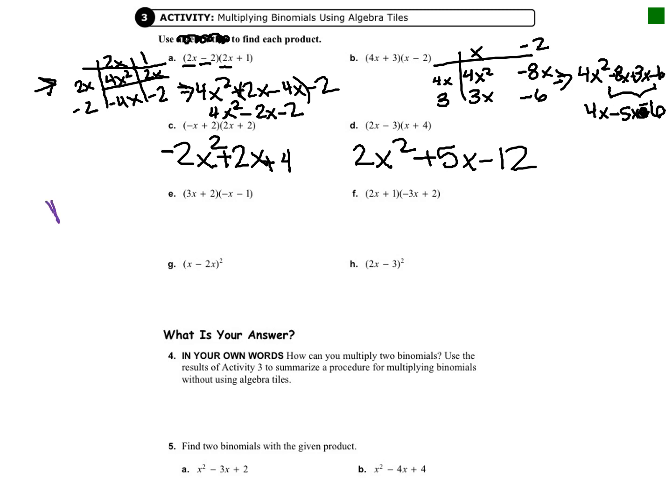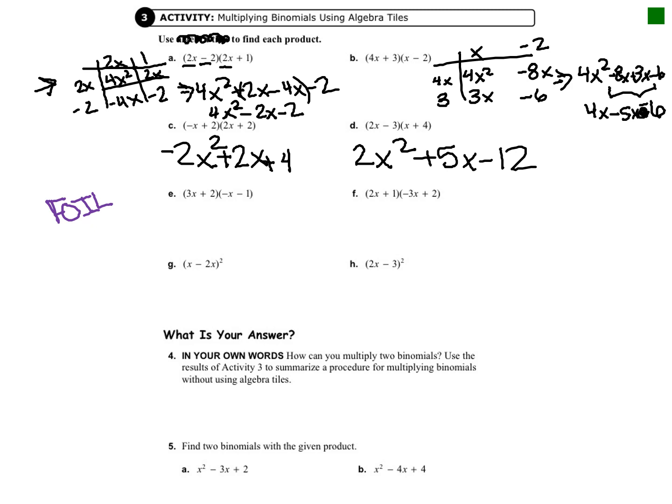It's called FOIL, F-O-I-L, and it stands for the operations that you are going to go through in order to only multiply binomials, so 2 by 2. All right, I know Mr. Isles prefers FOIL over the box method, and I prefer the box method. So your choice, the choice is in your hands. What do you want to do? But remember, FOIL only works for binomials, so 2 by 2s.